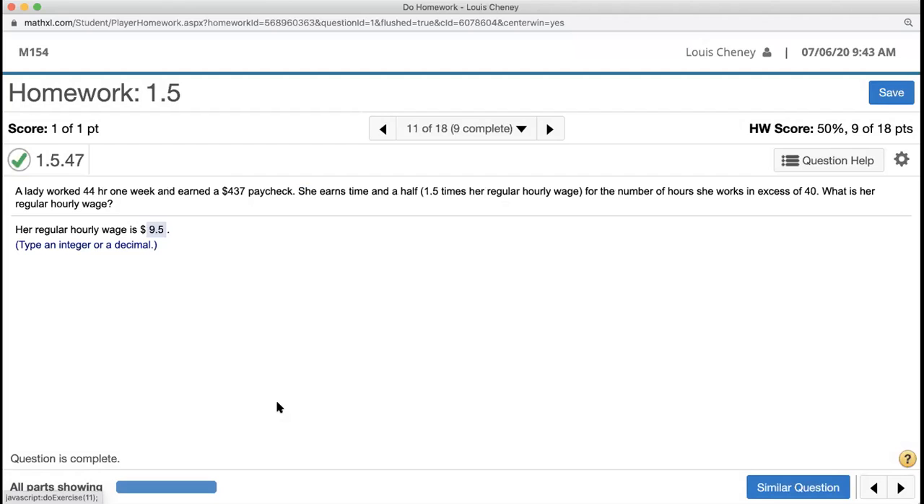Okay, question 11. A lady works 44 hours one week and earns $437. She gets time and a half, which is 1.5 times her regular wage for the number of hours she works over 40. What's the regular hourly wage? Okay, so this is our variable right here. So let me show you the work for this one.